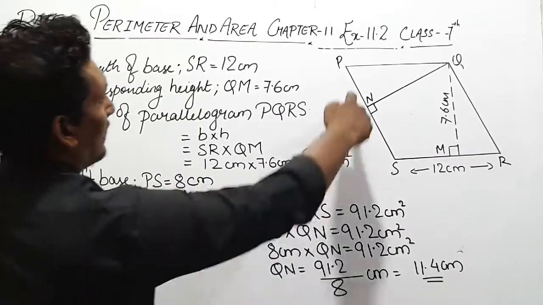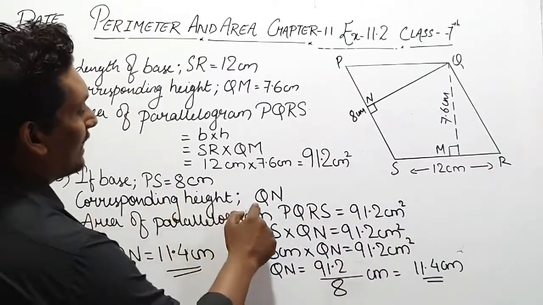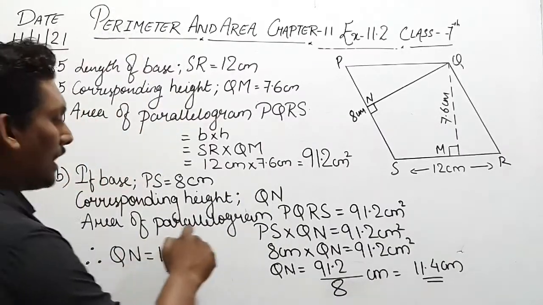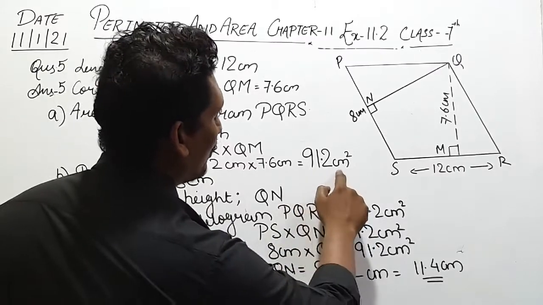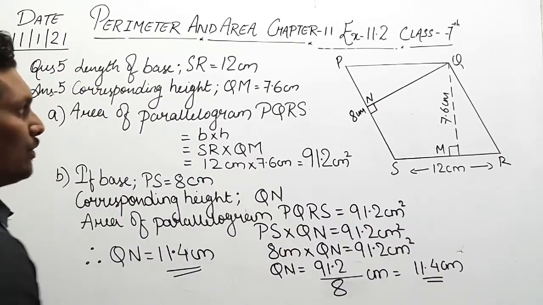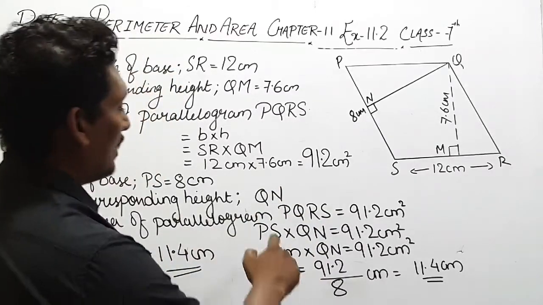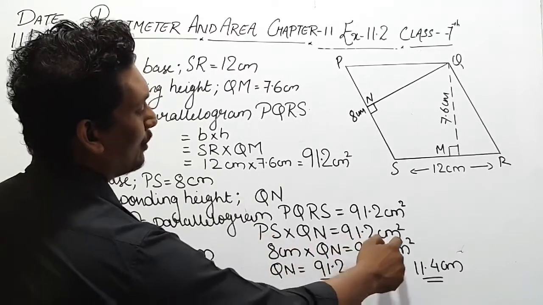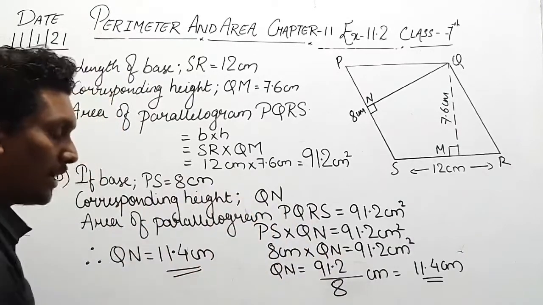So we are having base, that is 8 centimeter, that is PS, corresponding height, that is QN, that we have to find out, that is not given. And area of parallelogram, that is PQRS, already we have got 91.2, that we have to write there. So our question is to find out QN. Area of parallelogram, the formula is base into height. So here base is PS and height is QN. PS into QN, that is 91.2. PS already we are having 8 centimeter. QN is to find out.